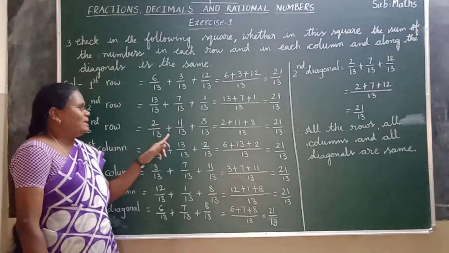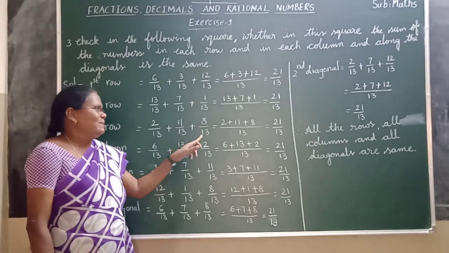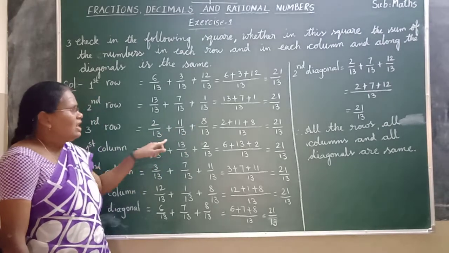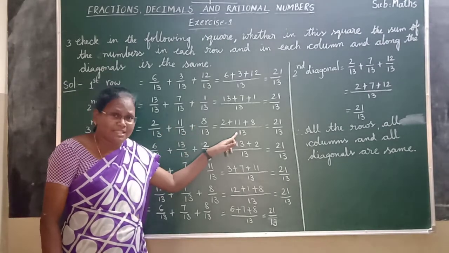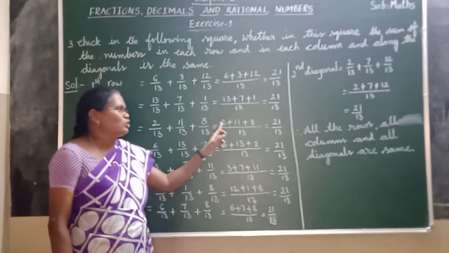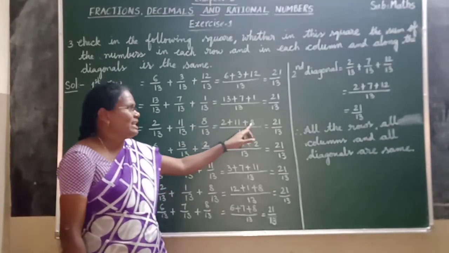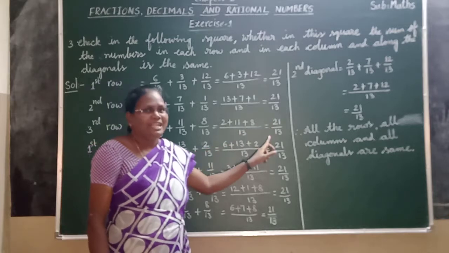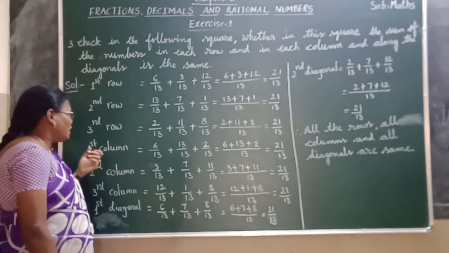Now third row: 2 by 13 plus 11 by 13 plus 8 by 13. What is the LCM here? All the denominators are same. LCM is 13. Add the numerators: 2 plus 11 plus 8. 2 plus 11 is 13. 13 plus 8 is 21. 21 by 13.